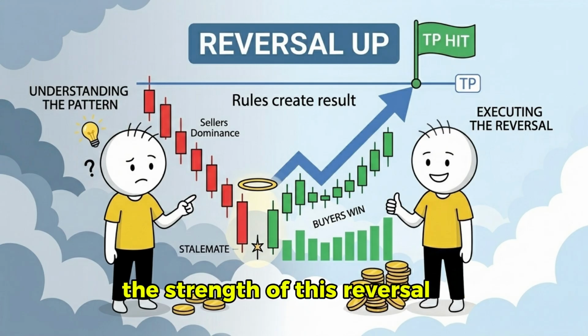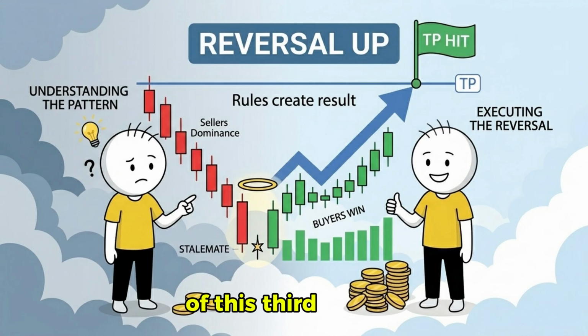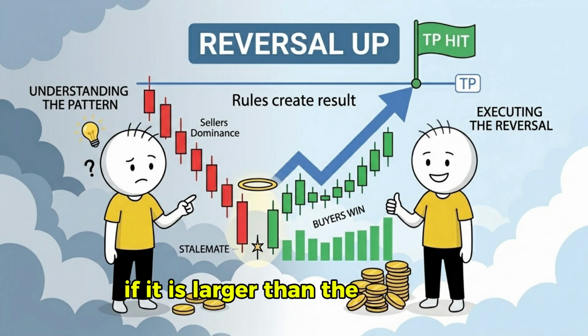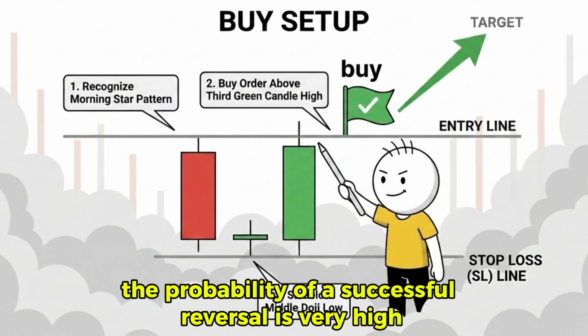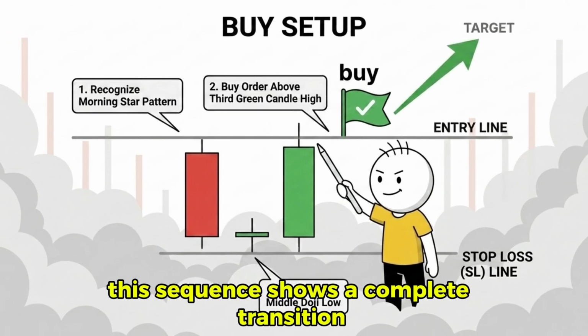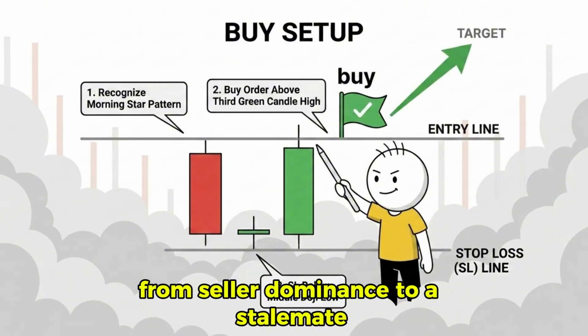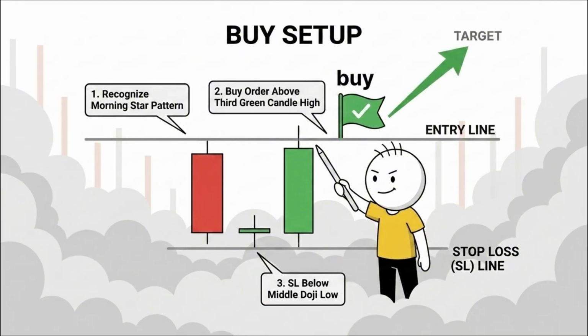The strength of this reversal is determined by the size of this third candle. If it is larger than the first red candle, the probability of a successful reversal is very high. This sequence shows a complete transition from seller dominance to a stalemate, and finally to buyer control. To trade this, you would place a buy order above the high of the green candle and a stop loss below the middle doji. Pattern 7.